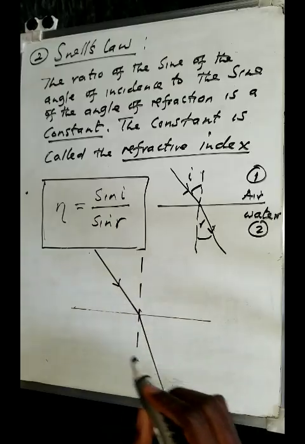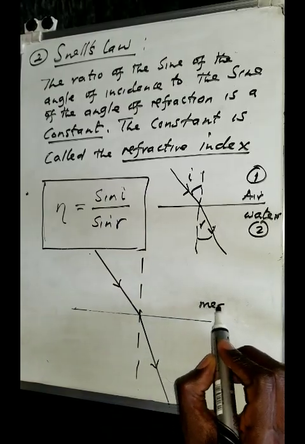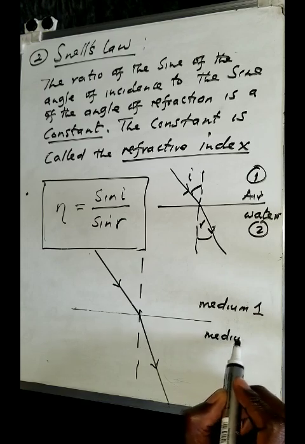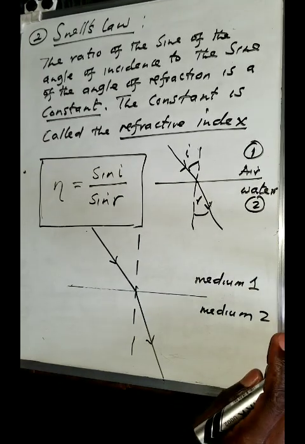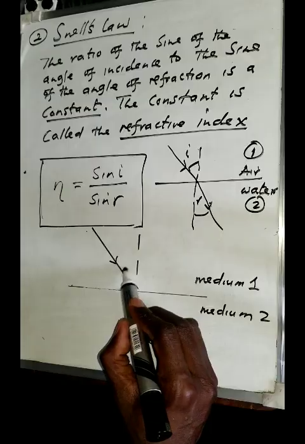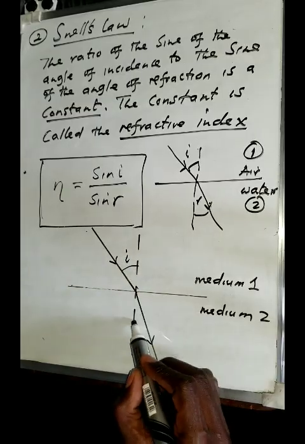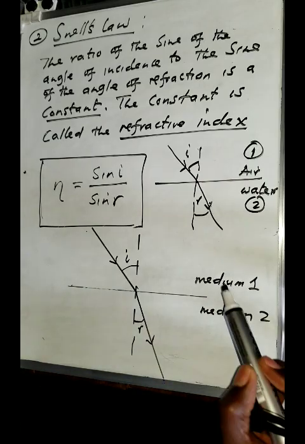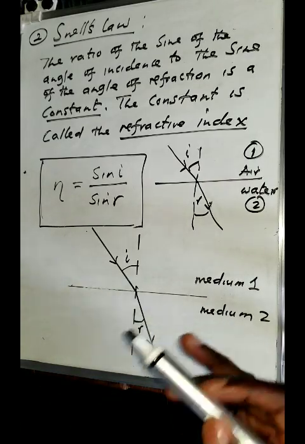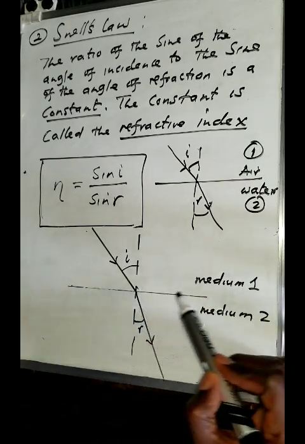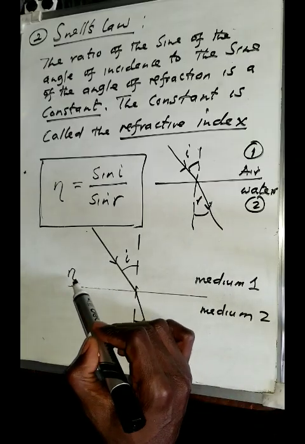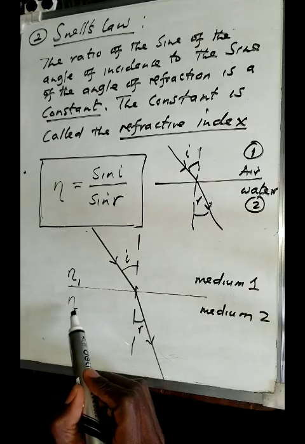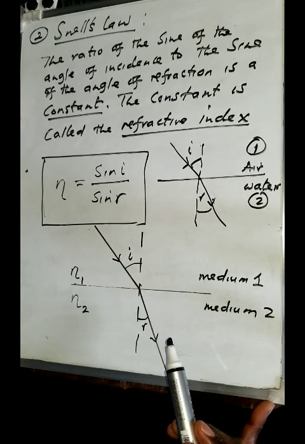All right. Let me say that this is medium 1, and this is medium 2 where light is traveling into. We know this is the angle of incidence, we know this is the angle of refraction, and of course different media have different refractive indices. Let me say for medium 1, the refractive index is n1, and for medium 2, the refractive index is n2.